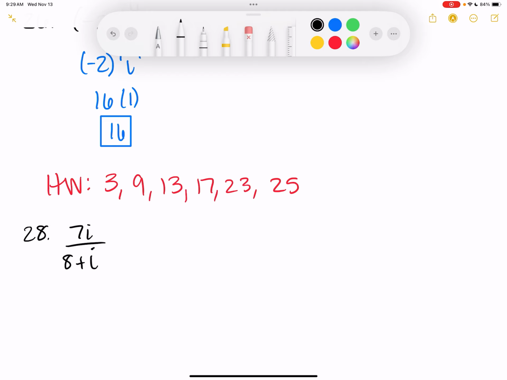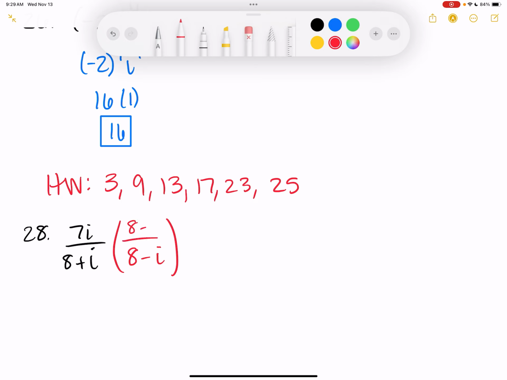The big thing is I can't ever have an i left on the bottom. So I need to multiply by what we call the complex conjugate of the bottom to get rid of it. i's on top are okay, i's on the bottom are not okay. So the complex conjugate would be 8 minus i. Anybody know why that would be the case?